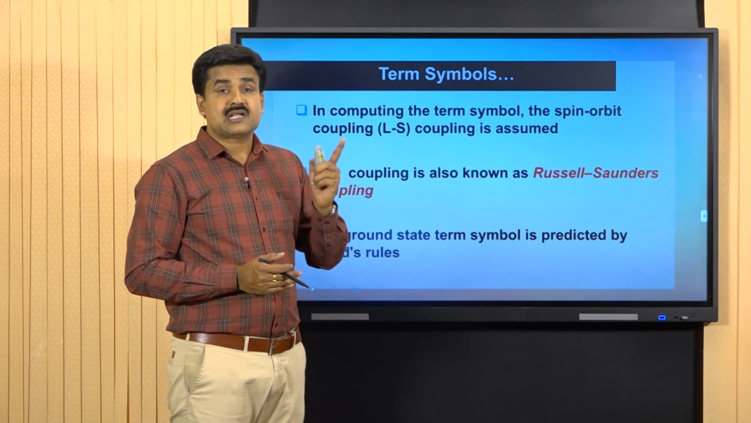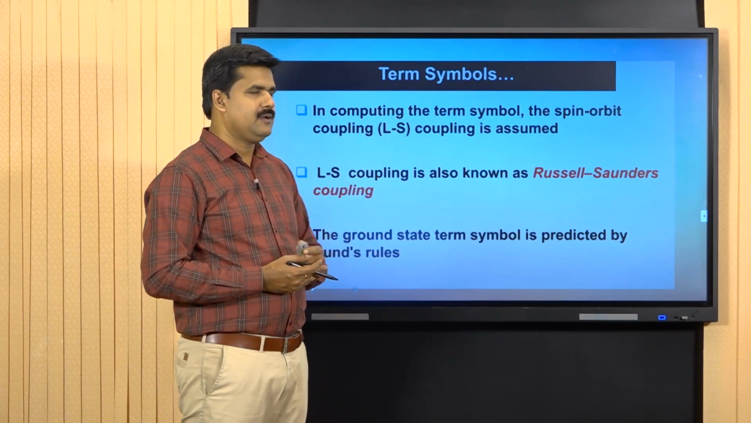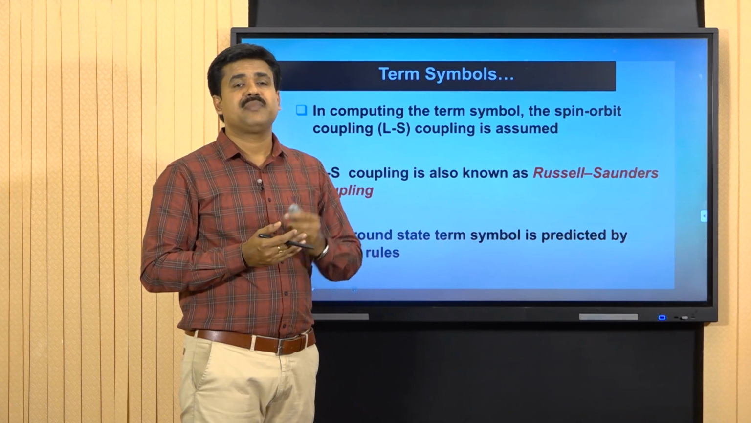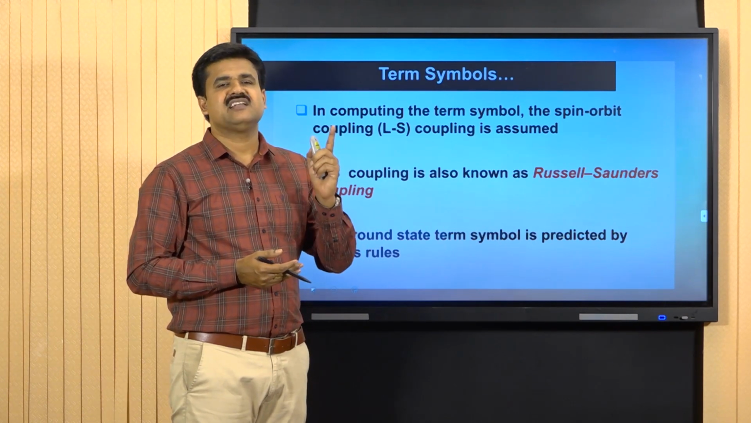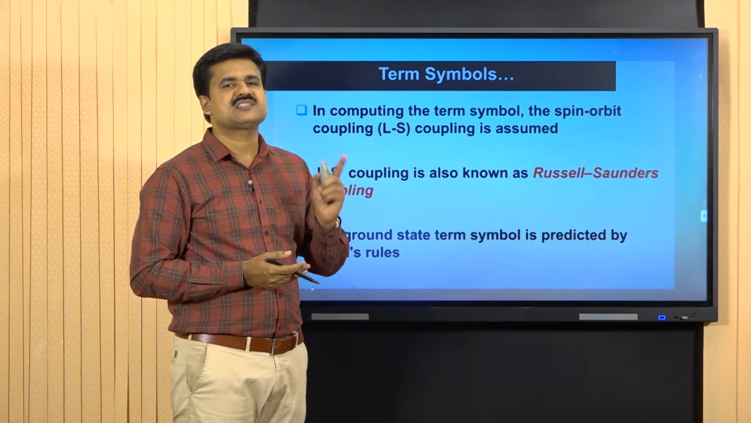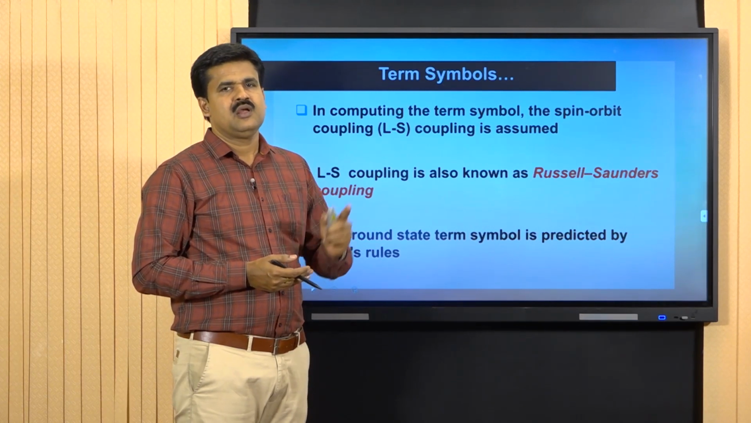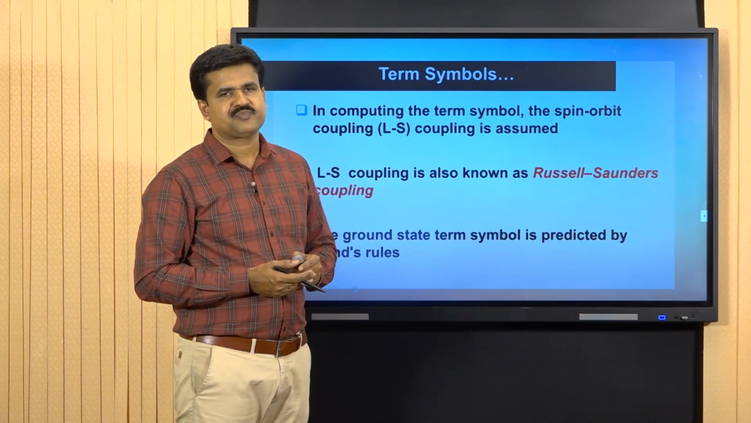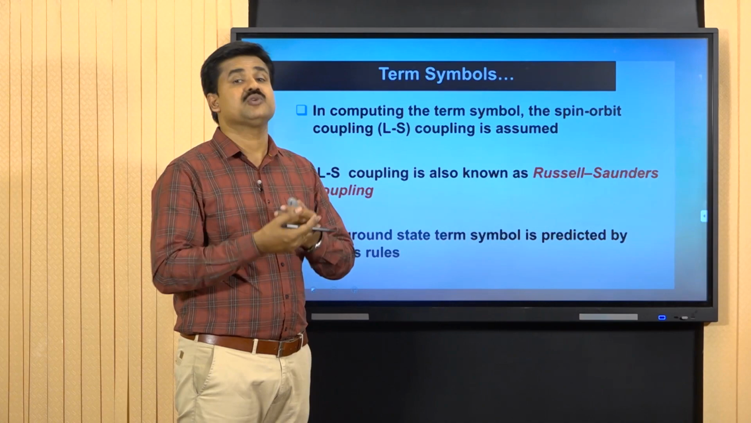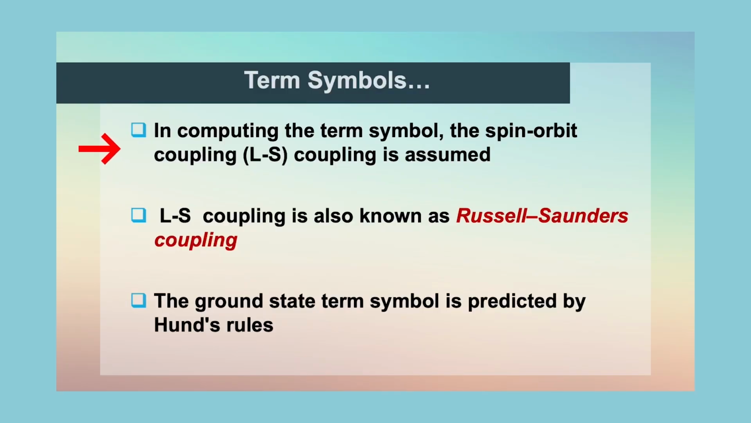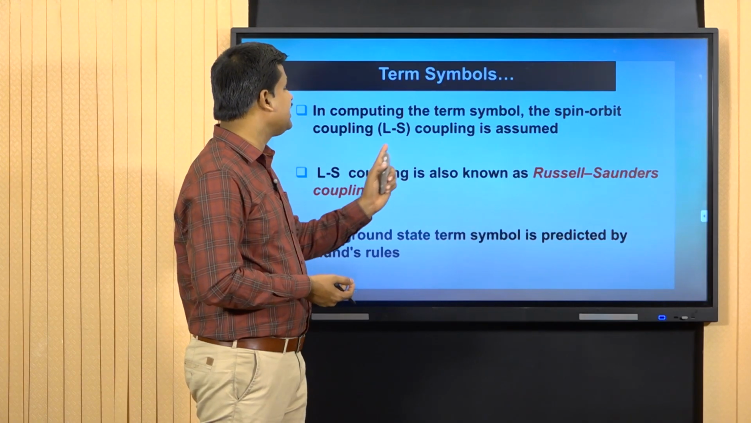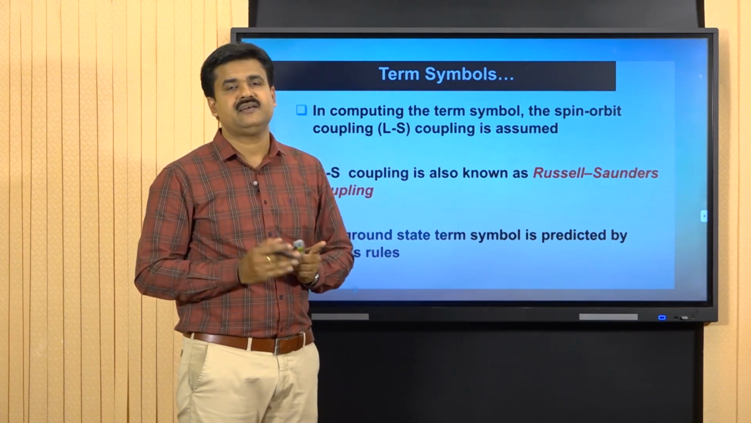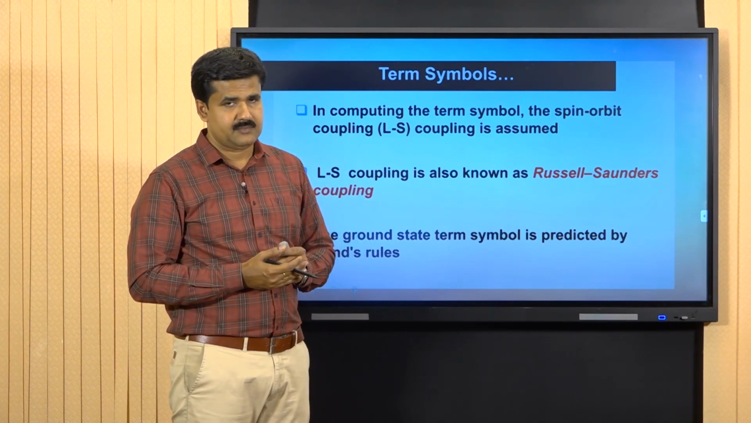Now, in computing the term symbol, the spin-orbit coupling interaction. Spin is denoted as S or spin angular momentum quantum number. Orbit angular momentum is represented by capital L. So, in computing the term symbol, we have to consider the spin-orbit coupling interaction or LS coupling interaction, or we have to assume the LS coupling. The spin-orbit coupling or LS coupling is otherwise called Russell-Saunders coupling.